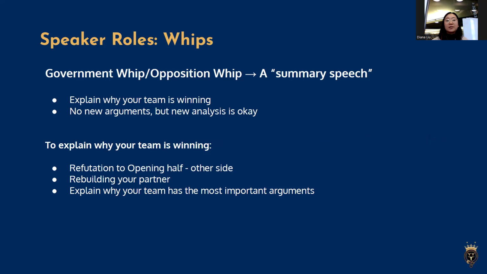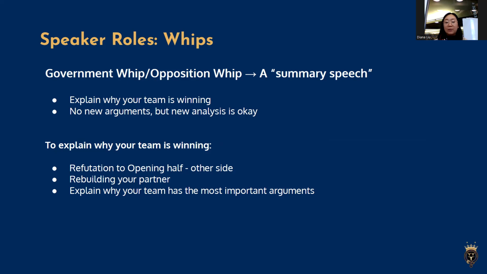Moving on to the last speakers within the round, which are the government and opposition whips. The whip speech is what we call a summary speech, which is just explaining why your team is winning. You're not allowed to present new arguments, but you can provide additional analysis on arguments that your partner has already given. So any new arguments would not be counted by the judges within the round.